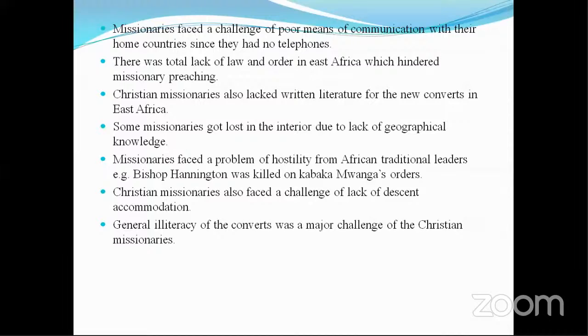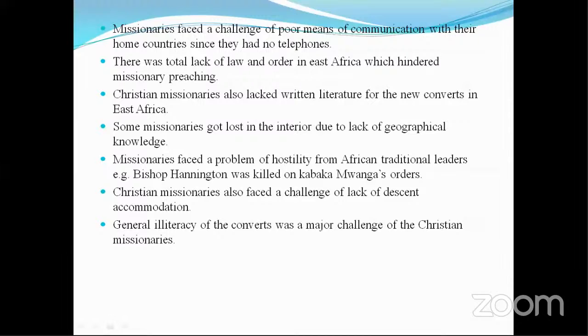Now, there is general illiteracy of the converts as a major challenge of the Christian missionaries. These people could not read, they could not write. The missionaries were using different languages. Those who came from Britain were using English. Those who came from Scotland were using English also. Those who came from Holland were using the Dutch language. Those who came from France were using French. So these Africans could not actually understand the language. Again, if it was written down, they could not read it. So it became a very big problem to the missionaries in doing their work.